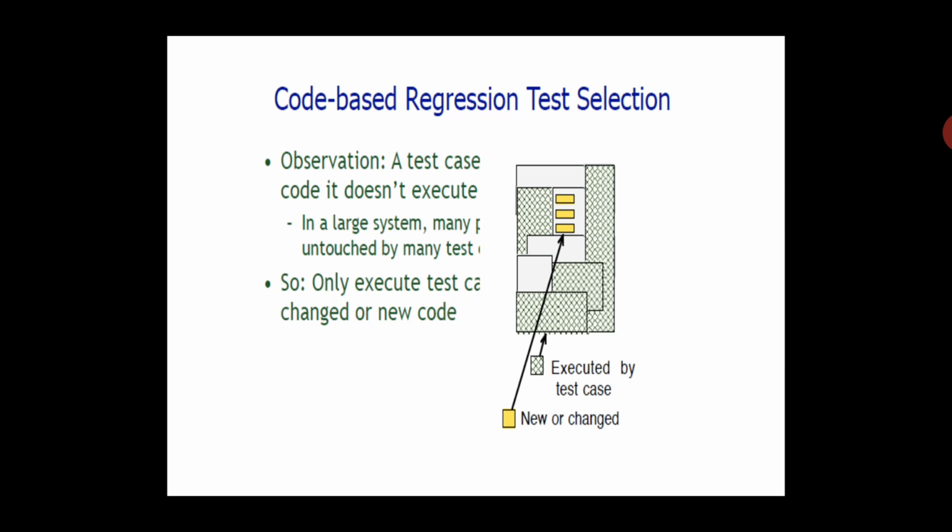So that is the idea of code based regression testing selection. That's why they have mentioned here that in a large system many portions are untouched by many test cases, right? Only a few portions are executed, that is the colored portion, which is the changes. If you add some code or make any changes to the particular code, only that needs to be executed. That is the basic idea of code based regression test selection.